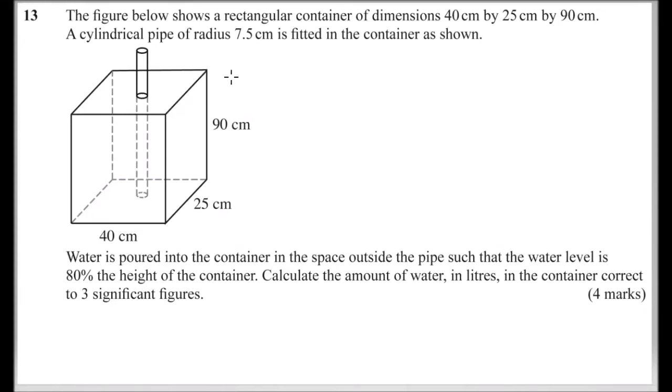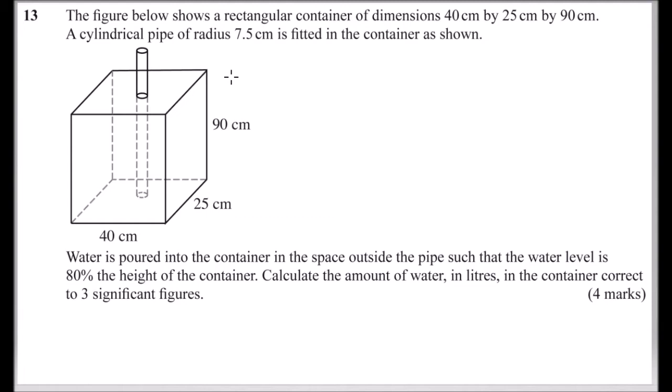Question number 13. The figure below shows a rectangular container of dimension 40, 25 and 90. A cylindrical pipe of radius 7.5 centimeter is fitted in the container as shown. So we have the diagram there.